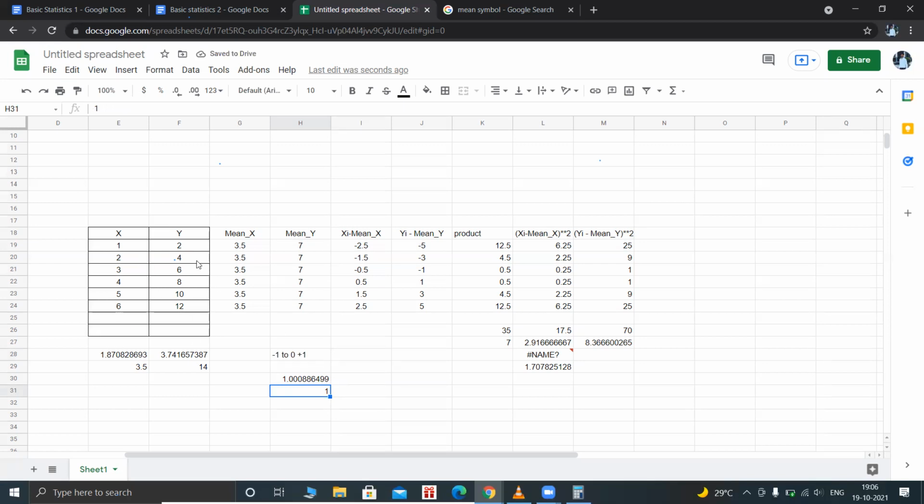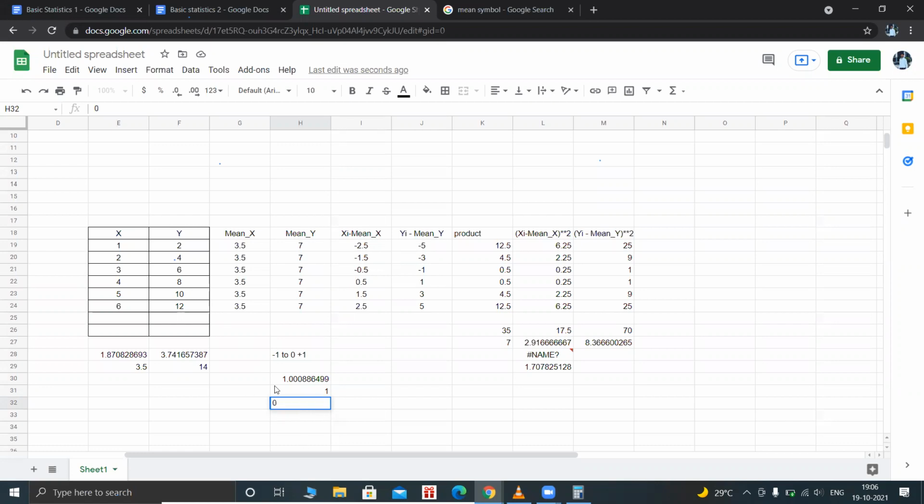Now tell me how the correlation was. Is it strongly positive, strongly negative, moderate, weakly positive, or weakly negative? I got 1. Strongly positive. Yes, absolutely. So strongly positively correlated. That means if I keep on increasing the x value, my y value is absolutely increasing.